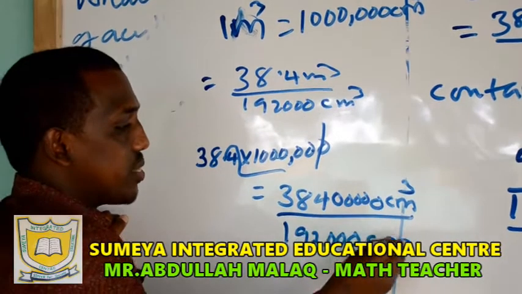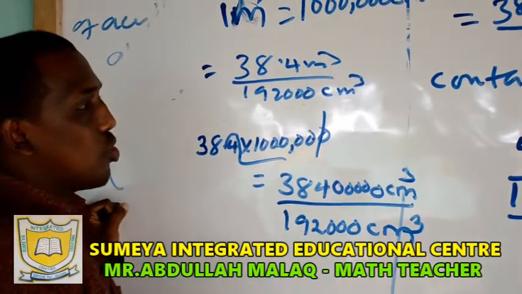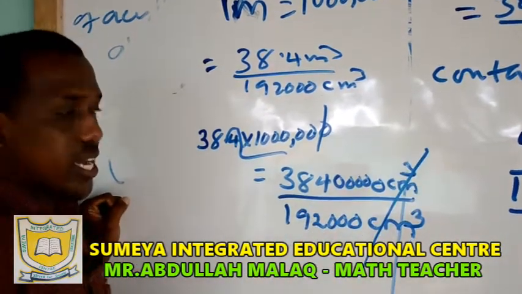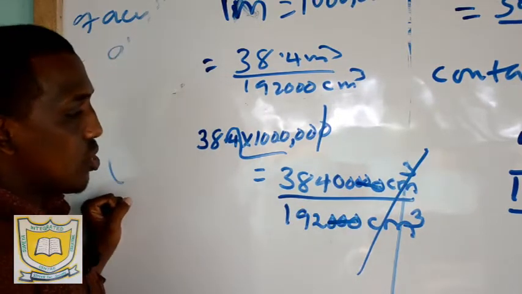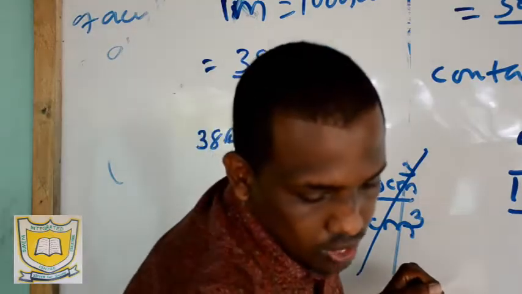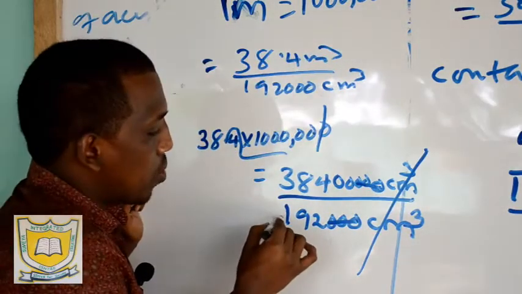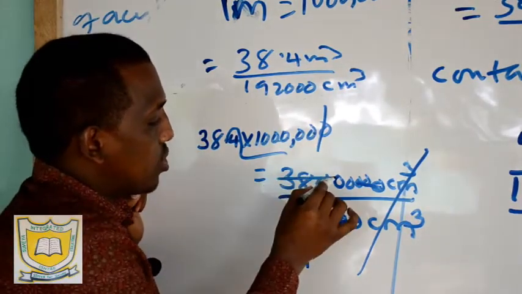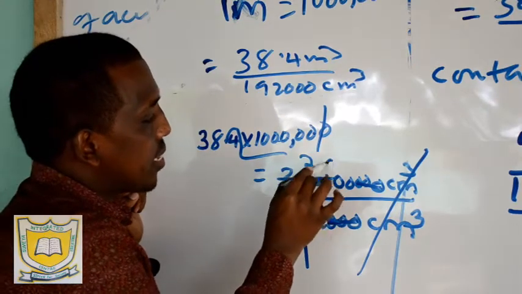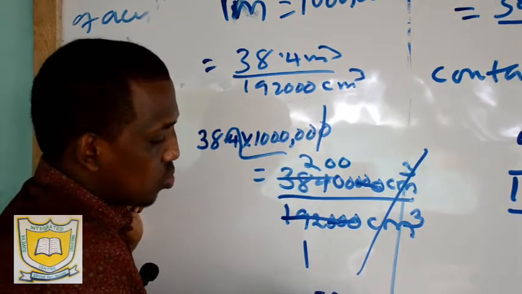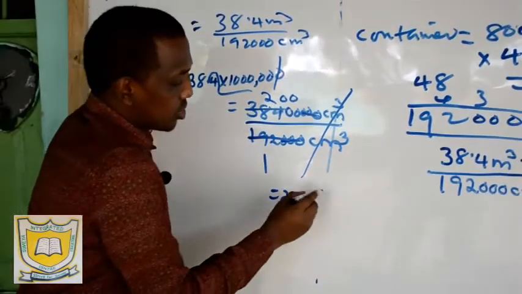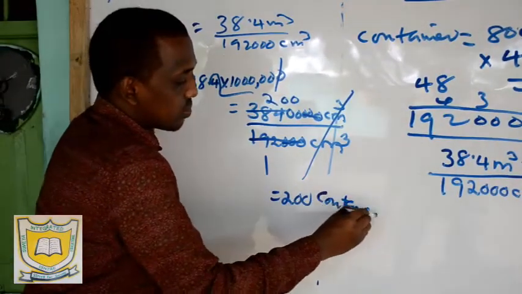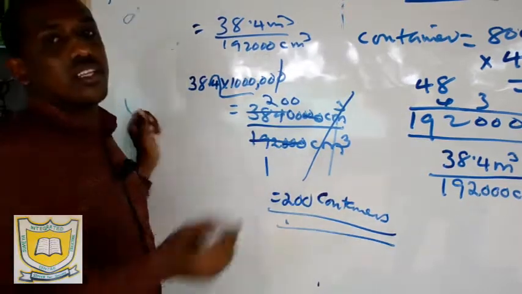Over 192,000 centimeter cube. Now these 3 zeros will go with these 3 zeros. So you divide the 2. After dividing, you say 1 by 192, you will get 2, then 100. So you will get 200. You are told how many containers? 200 containers. That is how we get the answer.